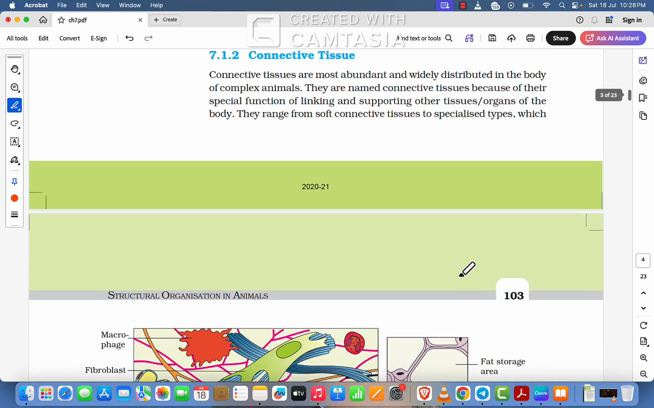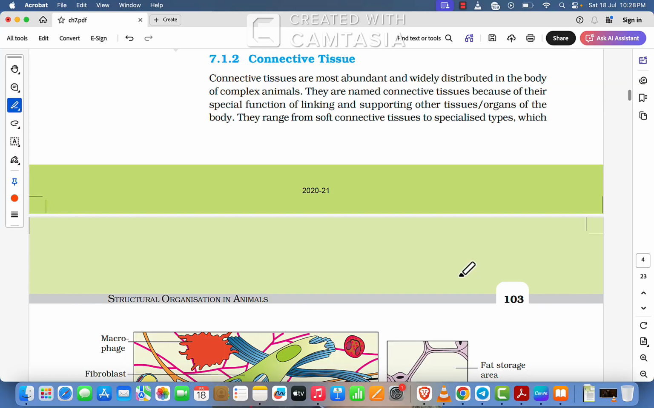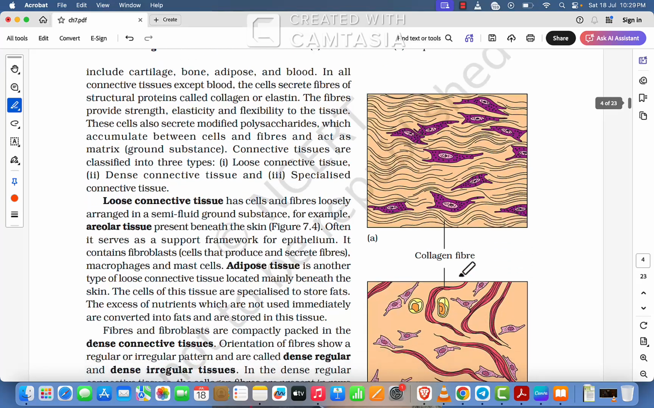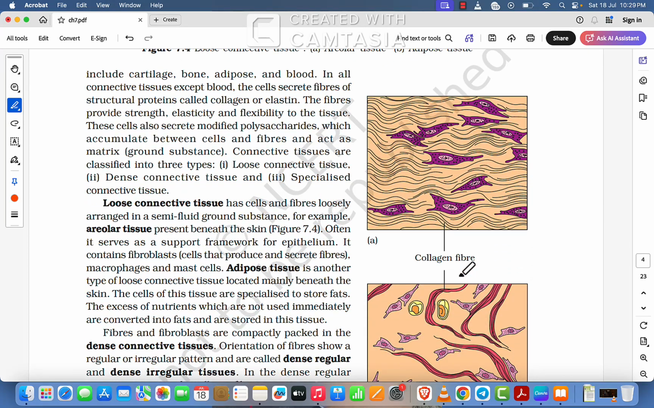Connective tissue. Connective tissues are most abundant and widely distributed in the body of complex animals. They are named connective because of their special function of linking and supporting other tissues or organs of the body. They range from soft to specialized types, which include cartilage, bone, adipose, and blood.